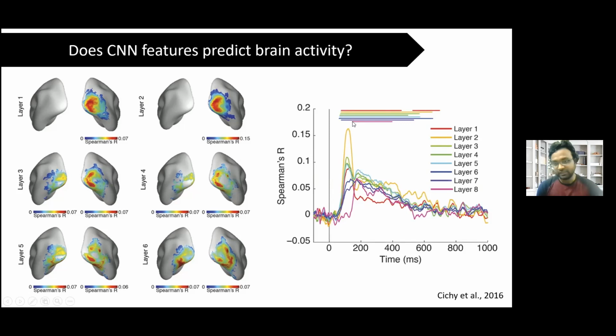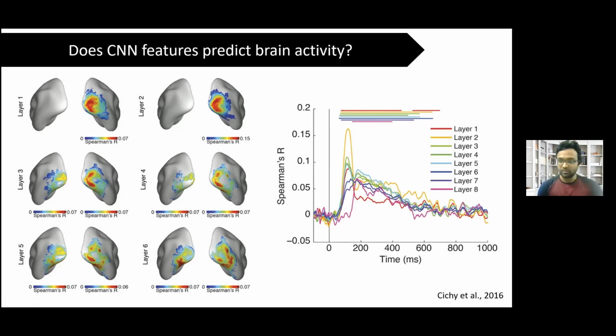You can also see the significance from here. The lines indicate the significant correlations. So the earlier layers are correlated from the early time points, but the last layer is significantly correlated at the later time points. Again, this is evidence that the hierarchical representation in the neural networks also mimics the temporal representation over time.